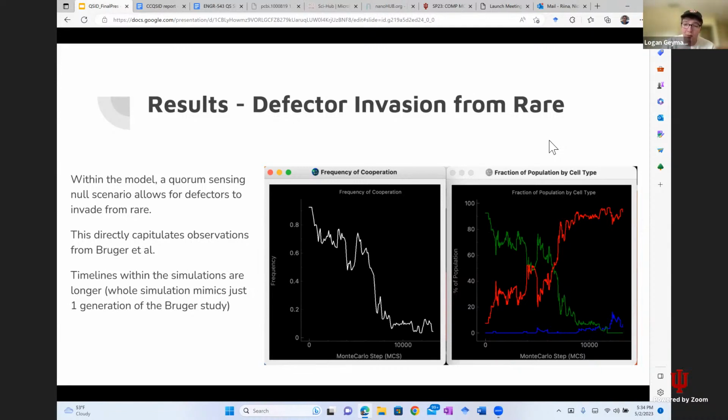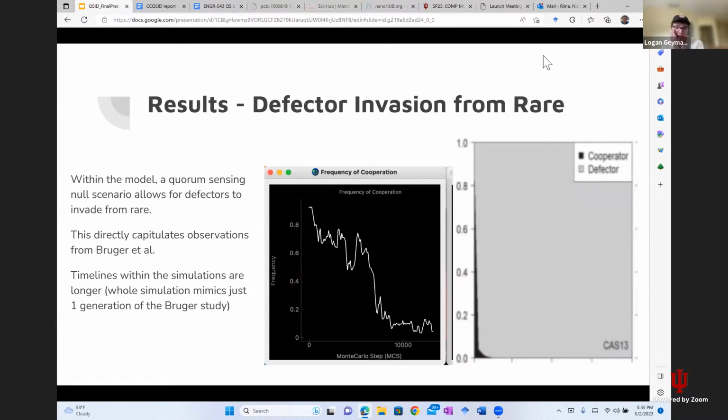And you can see here that we were able to successfully create a defector invasion from rare. So we started with a population that is 96% cooperators. And in terms of our simulation, it's about 10 generations. And within 10 generations, the cooperator cells drop to below 10% of the total population, and then defector cells rise above 90%. So we have the defector cells growing to completely dominate the population on timelines that are similar to what Eric was saying. Nick, if you click, it'll pop in one of Eric's graphs for us. So this was the defector invasion from rare.